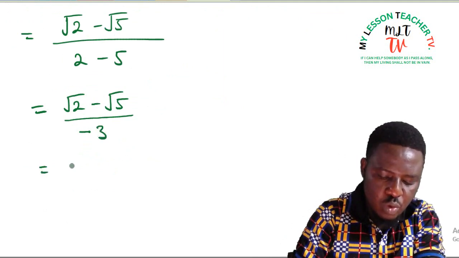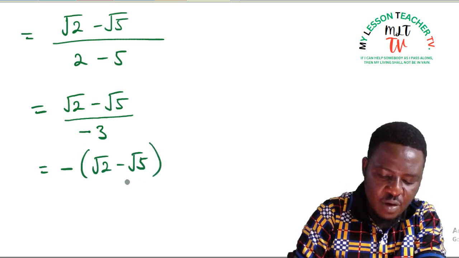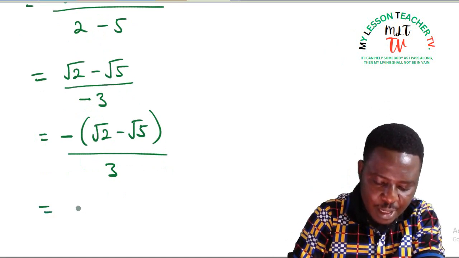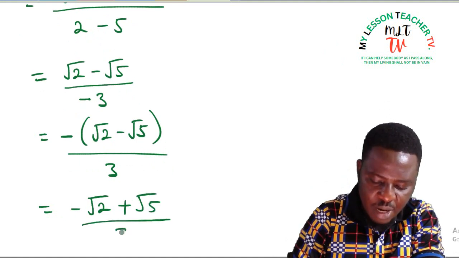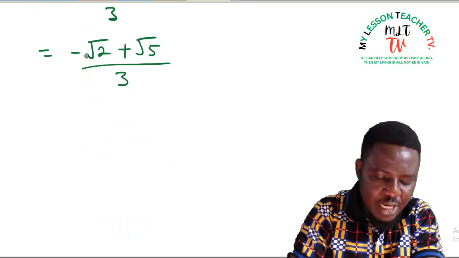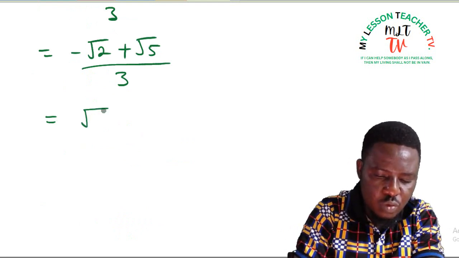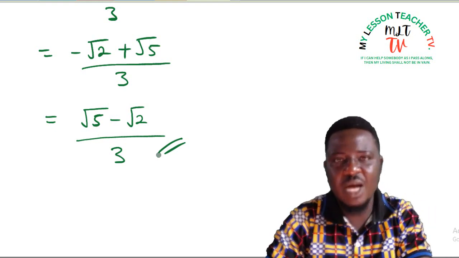And this is said to be equal to, when you take the negative sign up, it becomes minus root 2 minus root 5, all divided by 3. And this can be simplified further to mean minus root 2 plus root 5 divided by 3. But we always prefer using a positive sign in front where there is 1, and this can be simplified to be root 5 minus root 2 all divided by 3. So this is your answer.